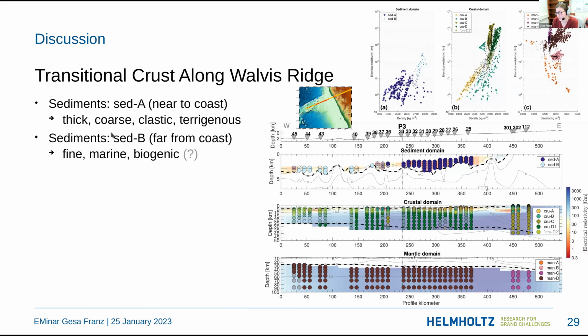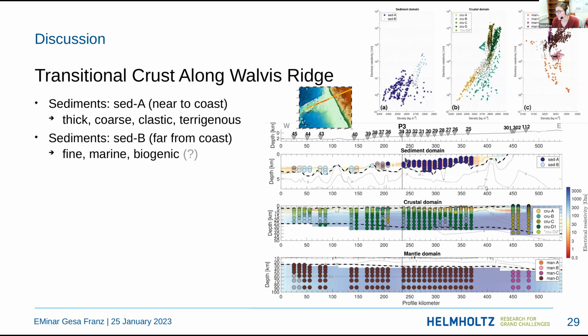In contrast to that, here we look now at the coast perpendicular profile. And again, we start with the top, the sediments. Here, as I said already, close to the coast, we have again this cluster ZA, the low resistivity, low density cluster. So that's again standing for these thick coarse terrigenous sediments in deeper basins.